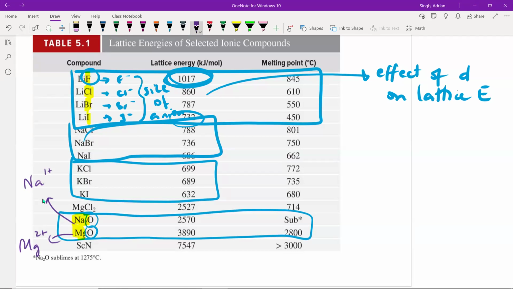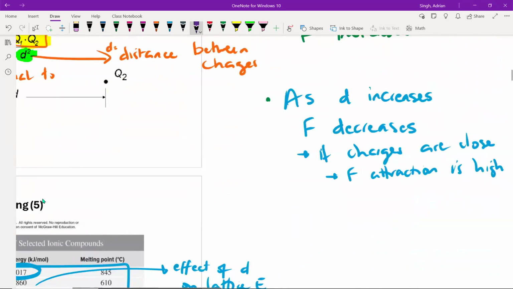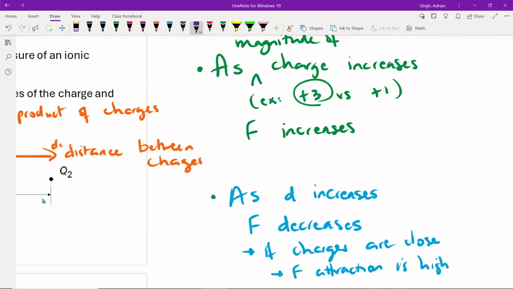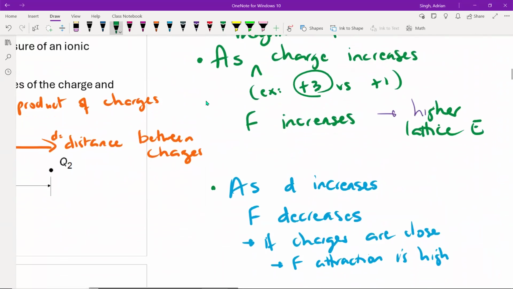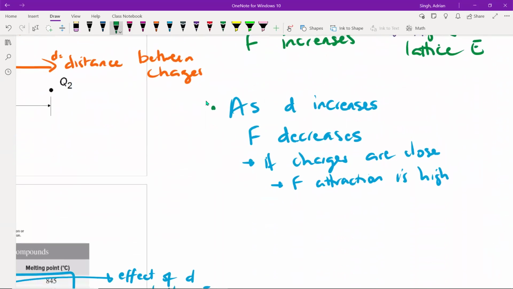So higher magnitude of charge, we can see here the lattice energy is greater than the one with essentially half the charge. So the general trend here is what you want to keep in mind. As the magnitude of the charge increases, the force of attraction between the ions increases, which means the end result of that is a higher, or greater, lattice energy. And then we can say as D increases, F decreases.